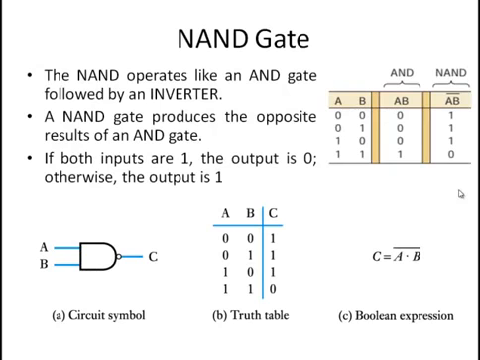Next is the NAND gate. The NAND gate resembles the AND gate, but here you can see that it is the AND gate plus a small circle attached here. Therefore, we can say that the NAND gate is actually NOT of the AND gate.